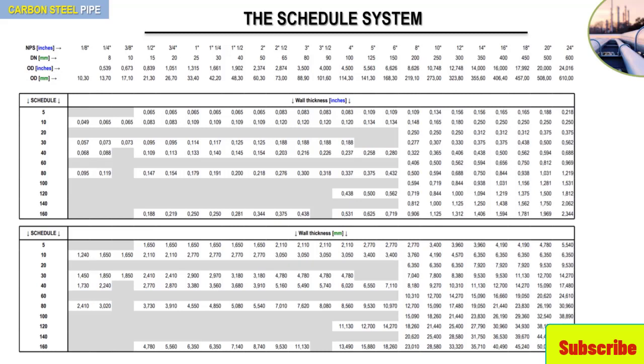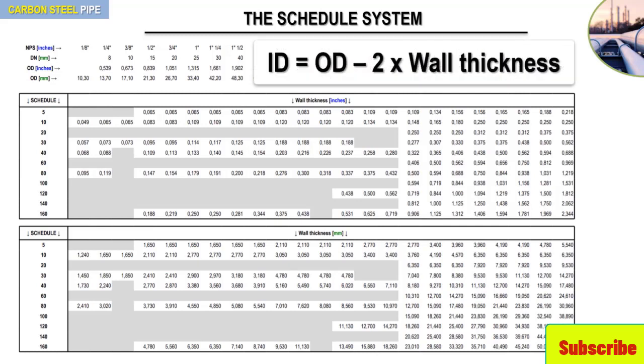Finally, don't forget that once you know the outside diameter and the wall thickness of a pipe, you can easily determine its inside diameter using the following formula. Recall, this was discussed in a previous video.